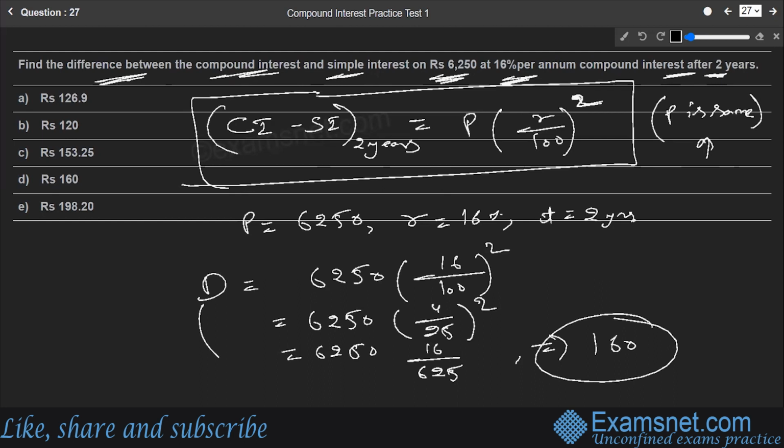So that is the difference value coming out to be of CI and SI, 160 rupees, and that is available in option number D, and it becomes the right answer for us.